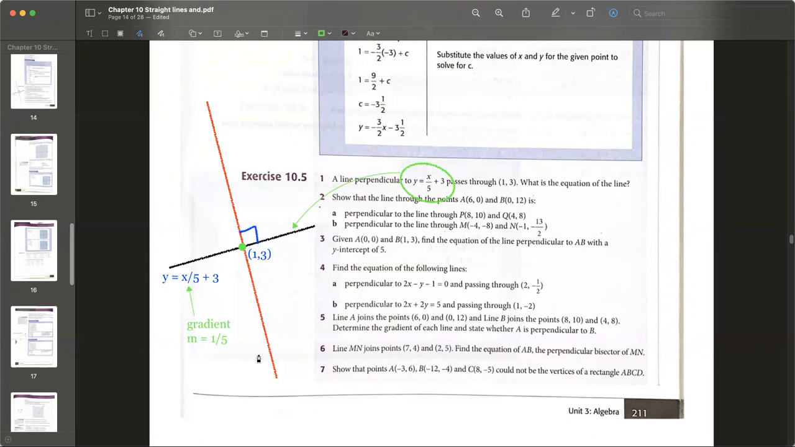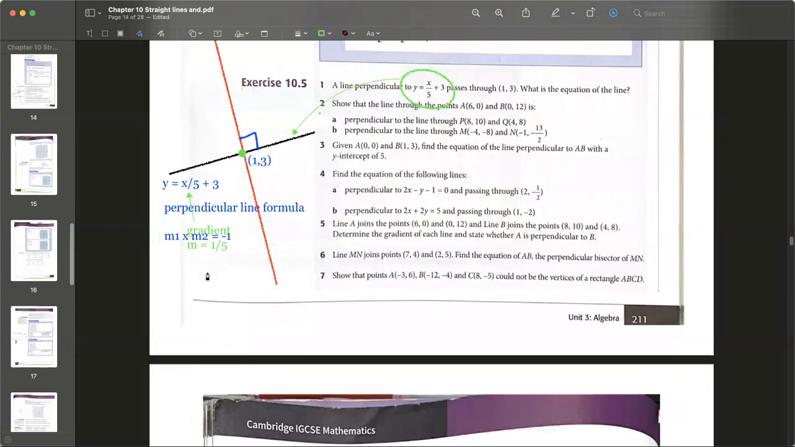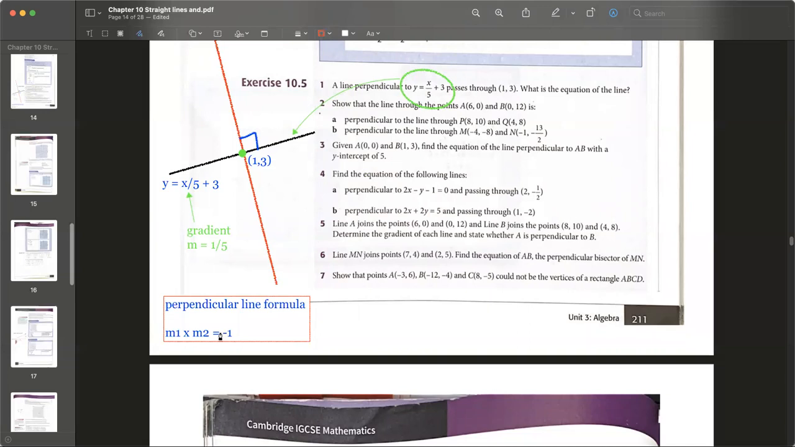Step 1, find the gradient of the other line. So the perpendicular line formula is like that: the first gradient multiplied by the second gradient equals -1. Always, all the time, this formula is true. So you must remember this formula when you're dealing with perpendicular lines. First gradient times the second gradient equals -1. So we have the first gradient, we don't have the second gradient, but we have this formula.